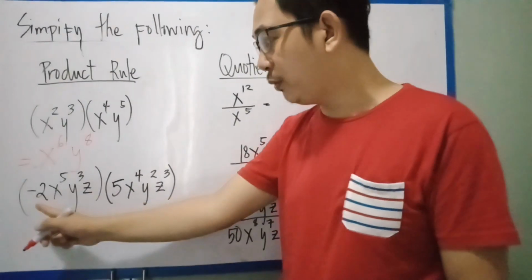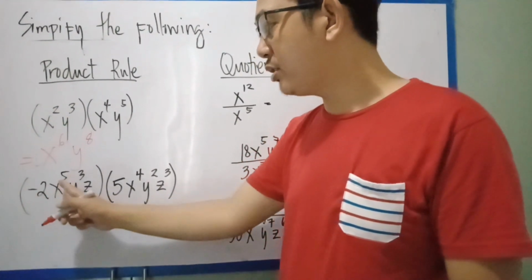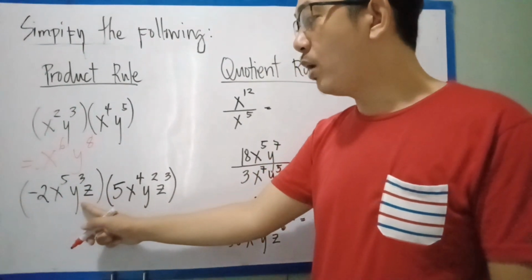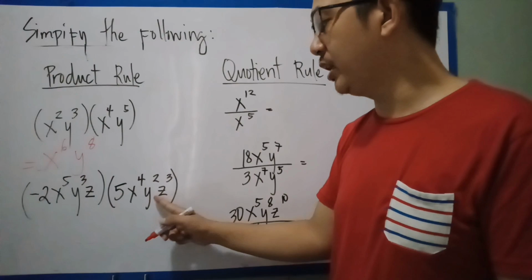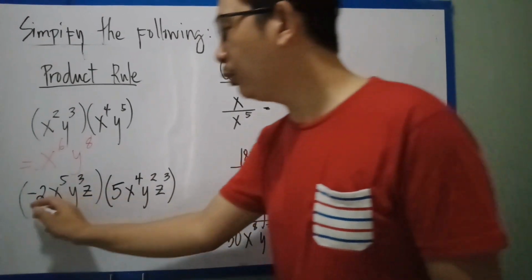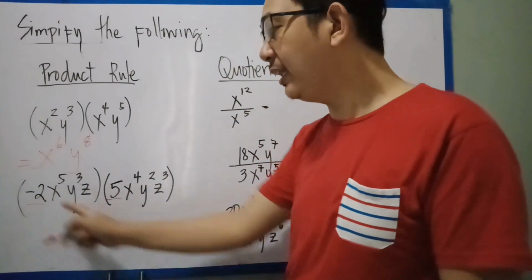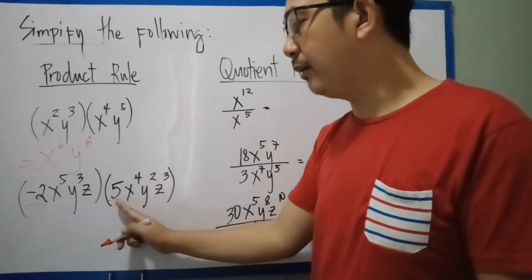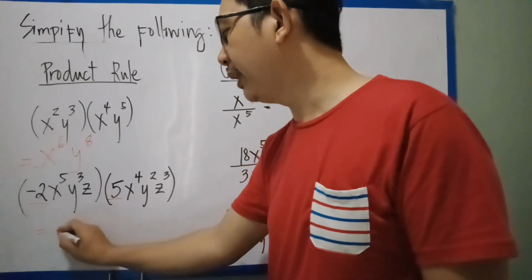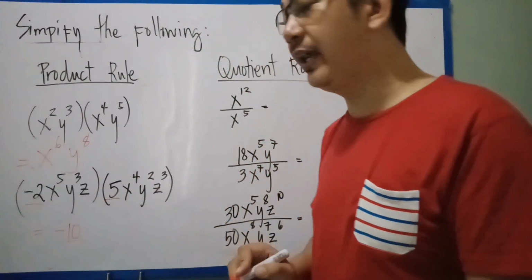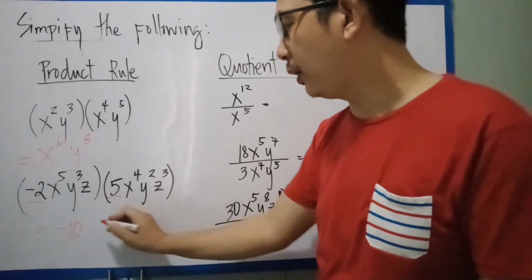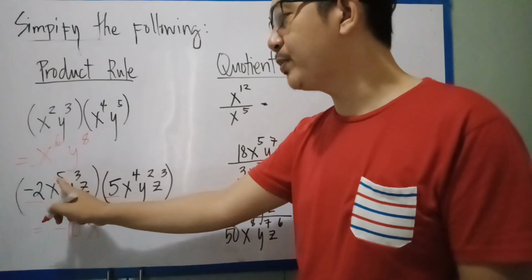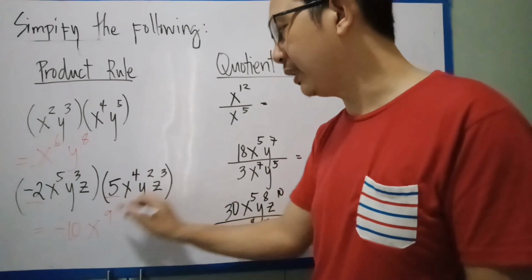For the next example, we have here negative 2x raised to the fifth power y cubed z times 5x to the fourth power y squared z cubed. So we're going to look first at the numerical coefficient. So negative 2 times 5 is equal to negative 10. Okay, then look at the variable. x to the fifth power times x to the fourth power. Copy the variable x, then add the exponents. 5 plus 4 is 9.